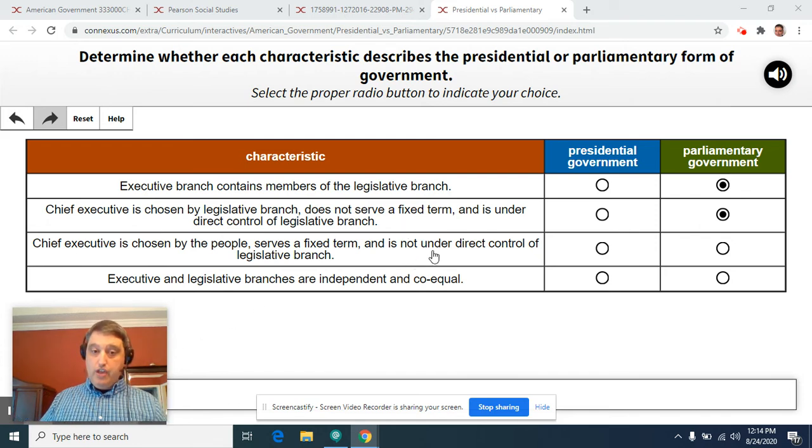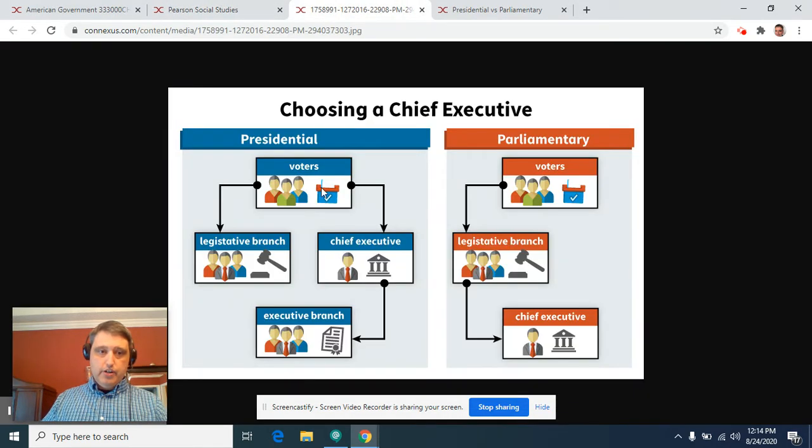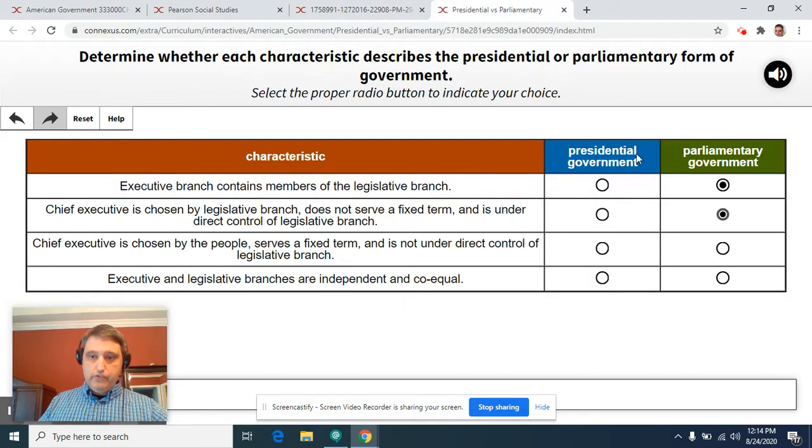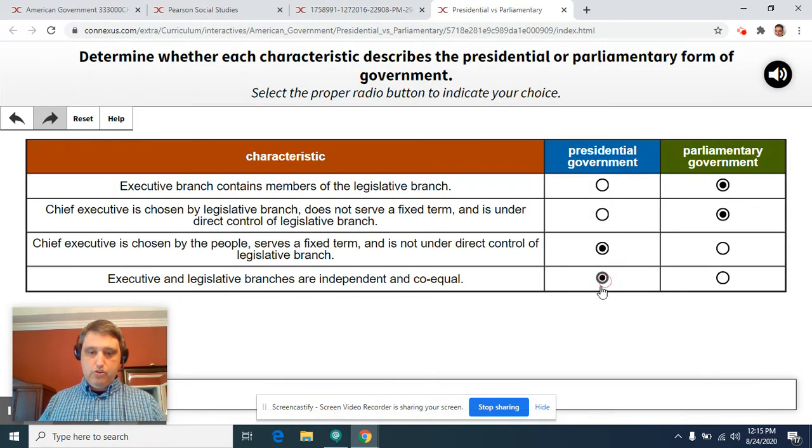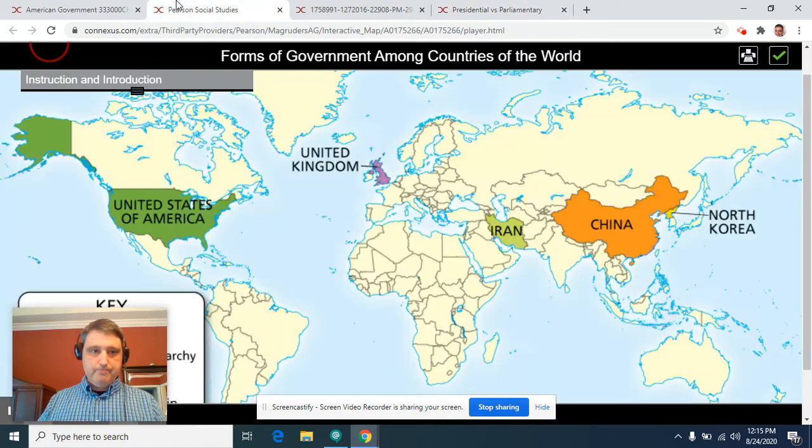Chief executive is chosen by the people, serves a fixed term, and is not under direct control of the legislative branch. So if we go back and look again, look who in the presidential system chooses the executive. It's chosen by the voters, by the people. In a parliamentary system, the executive is chosen by the legislative branch. So this is going to be presidential. Executive and legislative branches are independent and co-equal. Again, go back to our chart. The legislative and the chief executive are separate in a presidential system, not in a parliamentary system. So our answer on this last one is going to be presidential also. Okay, so there's your answers there.